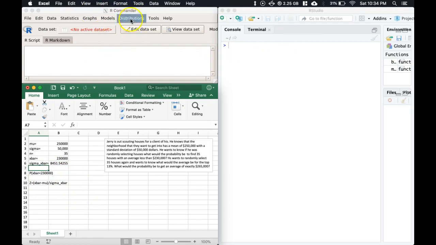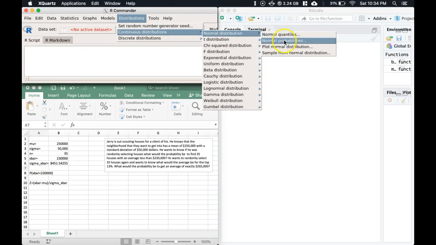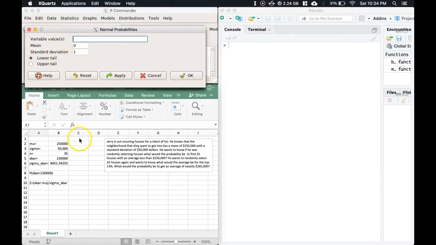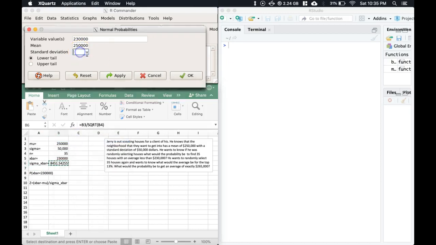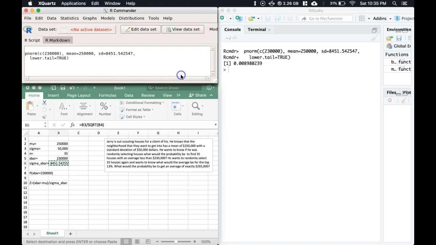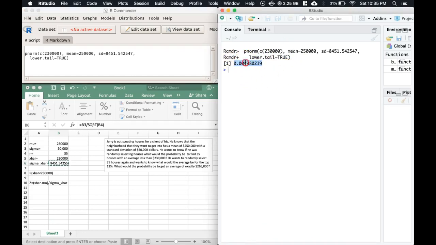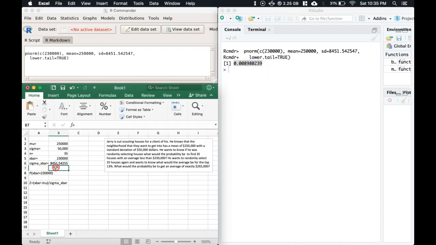Go up to your R Commander, get it open, we can go to distributions, we can go to continuous and normal, and we're looking at probabilities. So our variable value, or our critical value that we're interested in, is 230,000, the mean is 250,000, and the standard deviation. Okay, easiest way to do this is to just come in, copy, and then come up here and paste. Okay, and we want the lower tail, so that's good. We can click OK. And we can look at the probability. What's the associated probability of getting 35 houses less than $230,000? And we have a really small probability. We can just copy that and paste it in here.